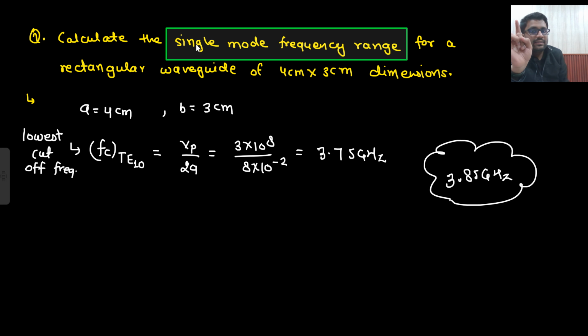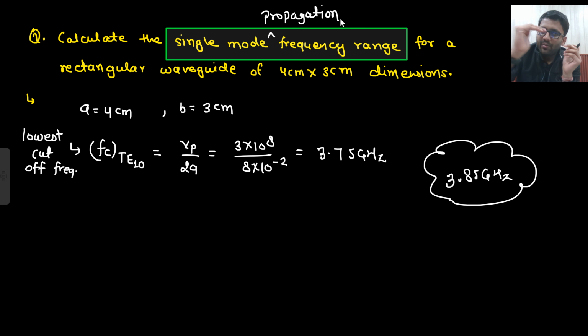They want only single mode propagation. Calculate the single mode propagation frequency range, or you can say single mode means they want only one mode to be propagated. Here the propagation word should also come. Single mode propagation. They want only one mode to be propagated. This is what they want.